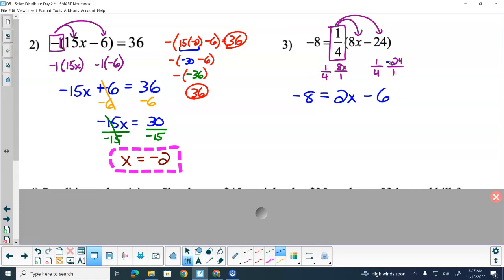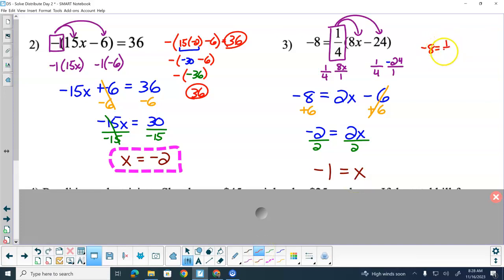Then add 6. That goes away. Gives me -2 equals 2x. Divided by positive 2 or -2? Positive 2, yep. And so that gives me what? -1 equals x. Okay, checking it back.